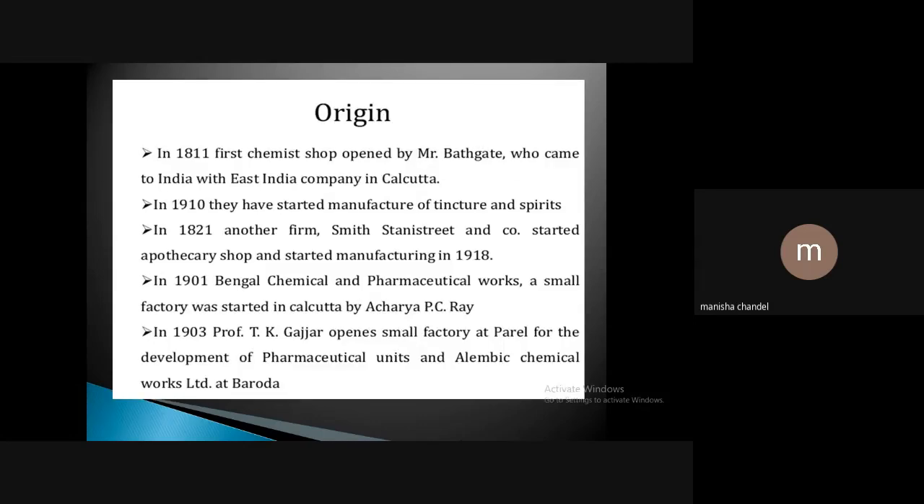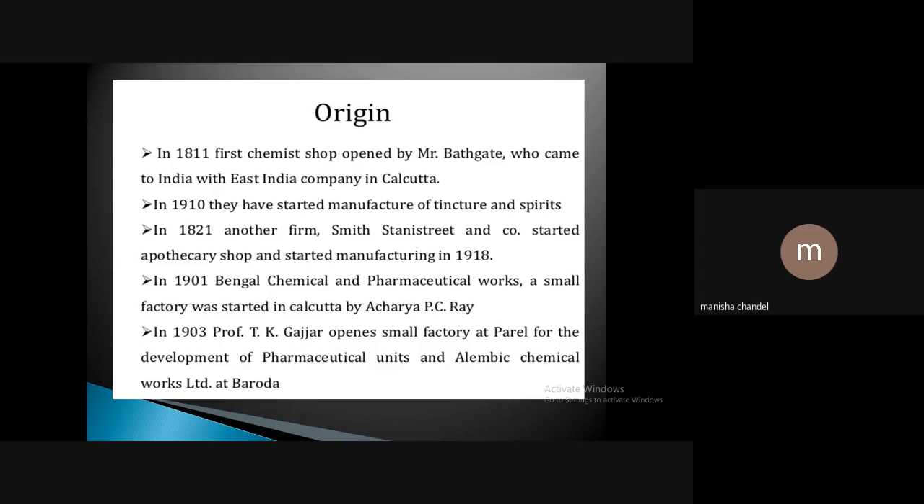Origin. So from where did pharmaceutical legislation come into a region? In 1811, the first chemist shop was opened by Mr. Bathgate, who came to India with the East India Company in Calcutta. In 1910, they started manufacturing of tinctures and spirits. In 1821, another firm, Smith Stanistreet and Corporation, started an apothecary shop and started manufacturing in 1918.